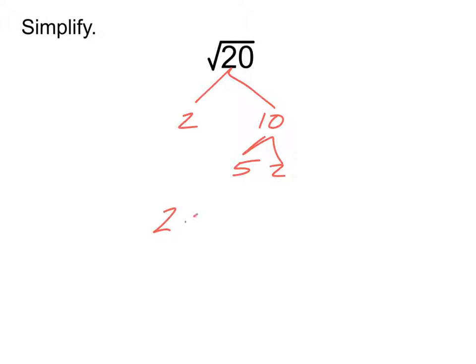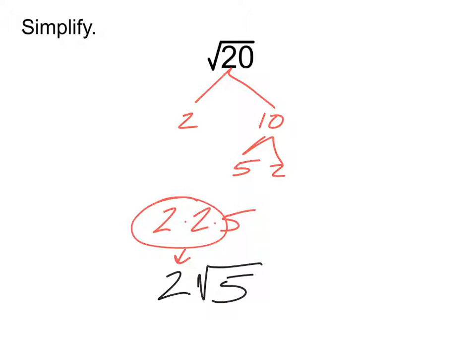Therefore, it'd be 2 times 2 times 5. Then you can circle the pairs because all the pairs come outside of the radical. So 2 comes on the outside. And then anything not circled, like that 5, that stays inside the radical. That is your final answer, whichever method you use. It would be 2 root 5.